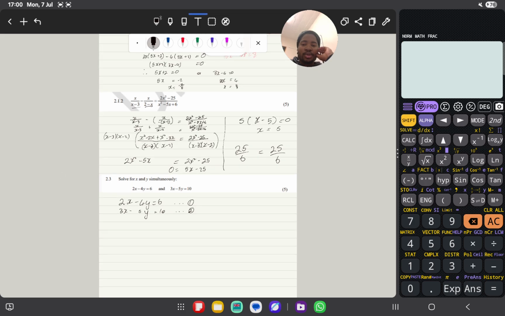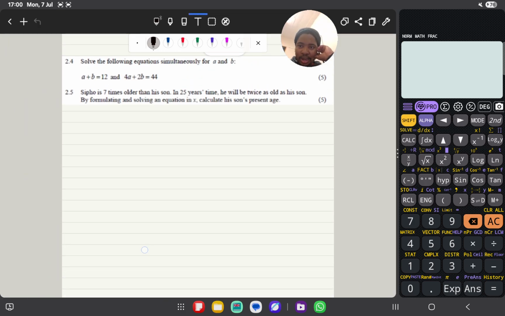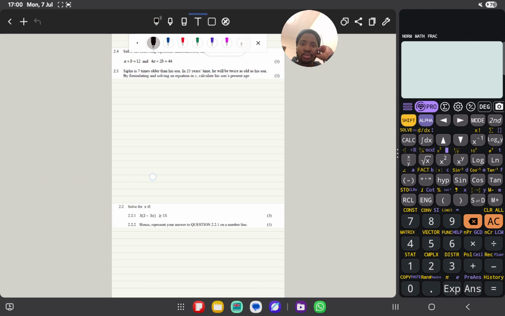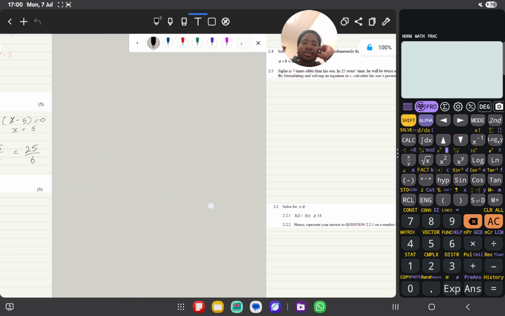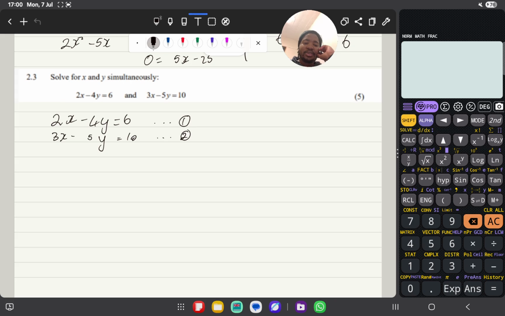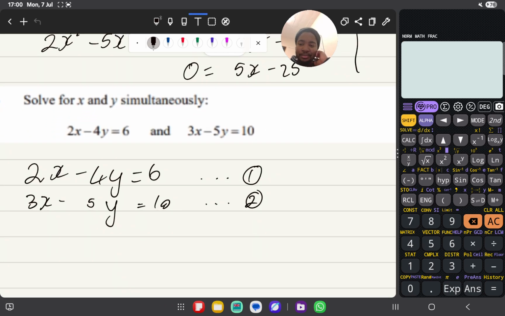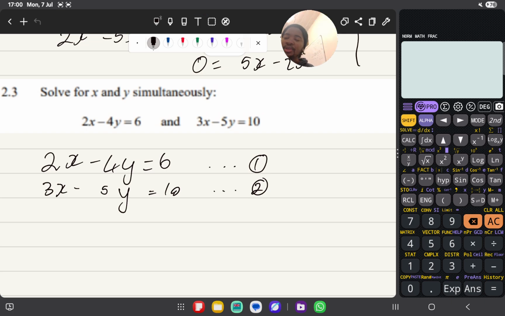Perhaps let me see what questions I have next. It looks like I have another simultaneous. Cool. So what I'm going to do is use different methods for these. I don't know, maybe should I do 2 methods? No. Okay, so I'm going to use the elimination method.